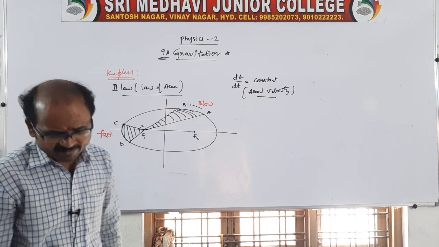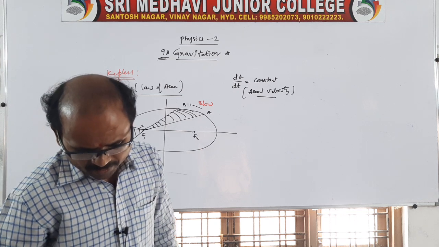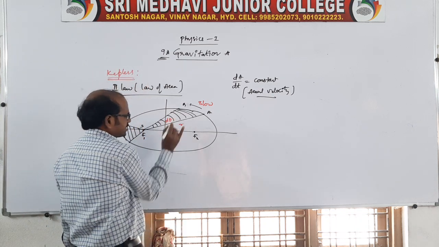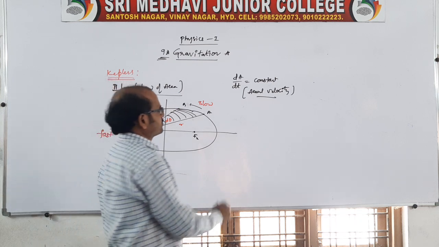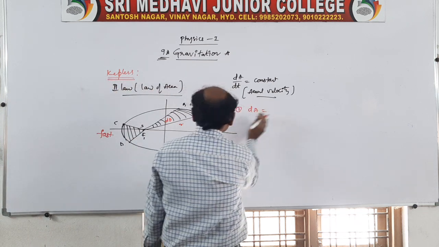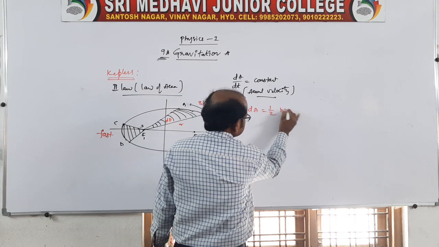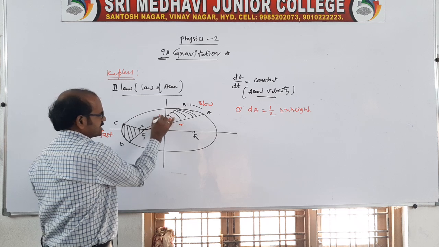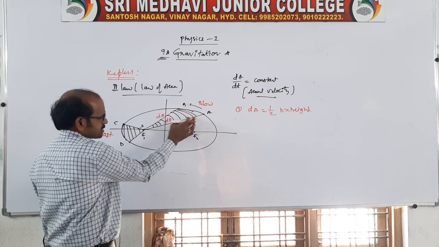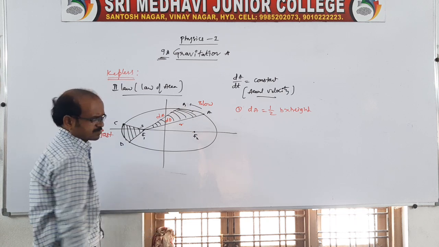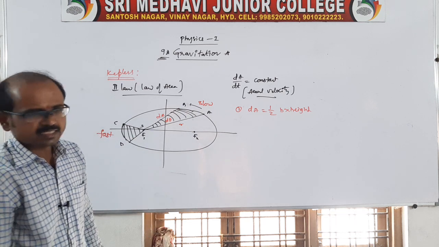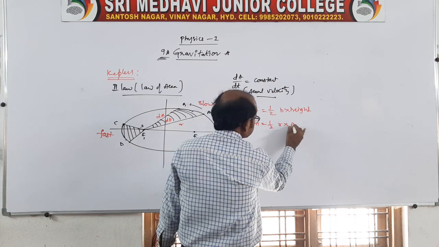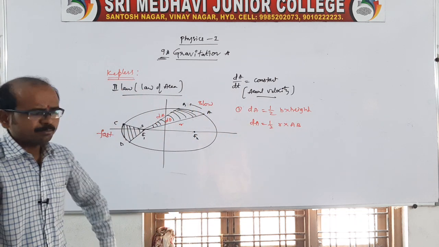In this law of area, we have to find one more relation by using a triangle. This is the radius vector, and there may be an angle d theta. Let us write the first one. dA is equal to half into base into height, because it is a triangle, and dA is a small area. The base is the radius, and the height is AB. So dA is equal to 1 by 2 into radius into AB. But we don't know AB, right?